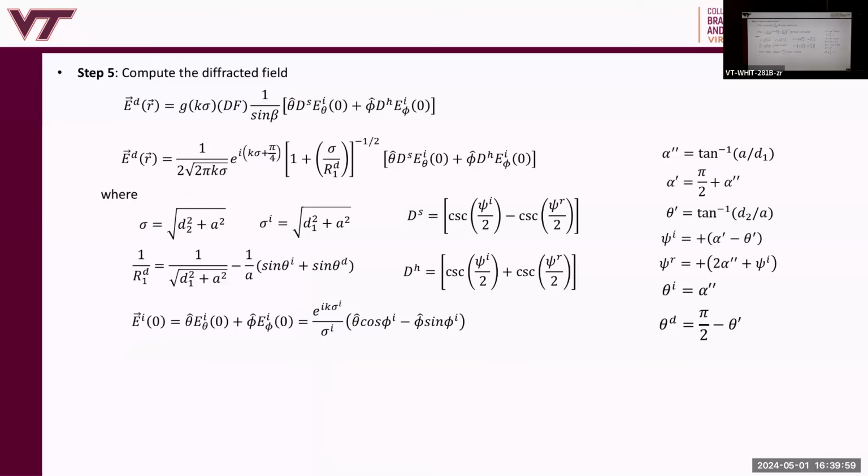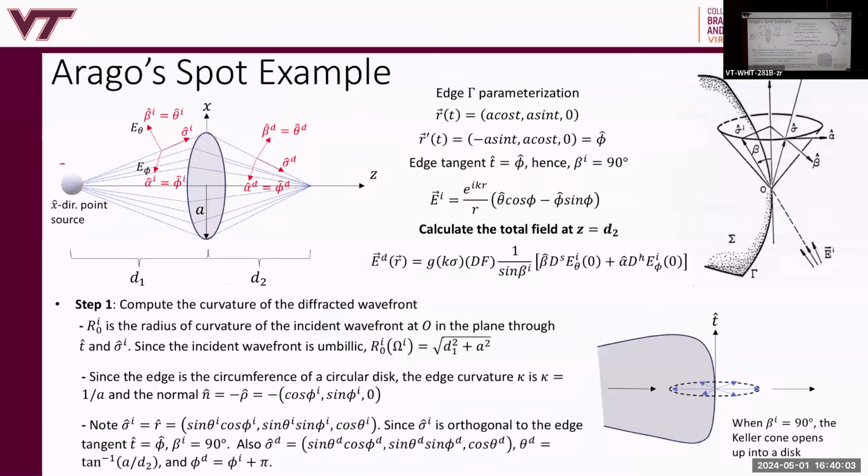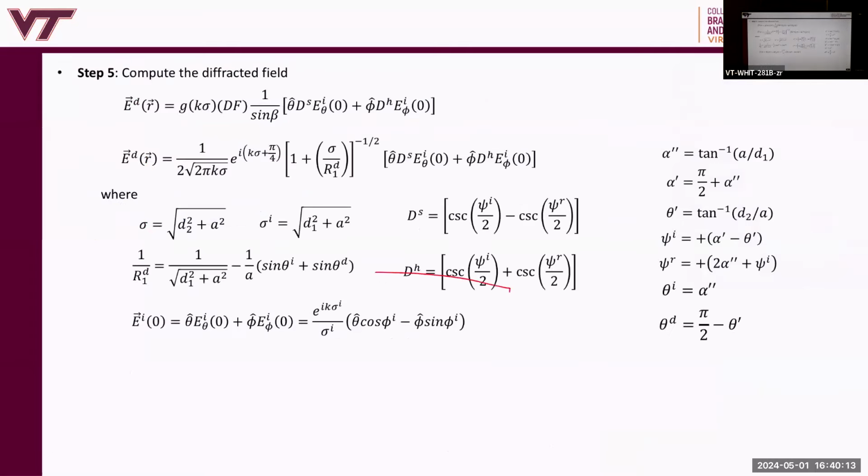Okay, the incident field here, let me ask you a question. The incident field here, at this point, I want to calculate that, right? So I wrote it like this. Where is my divergence factor?